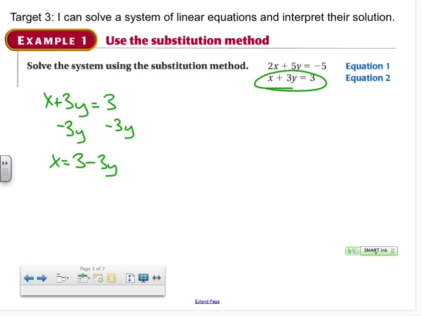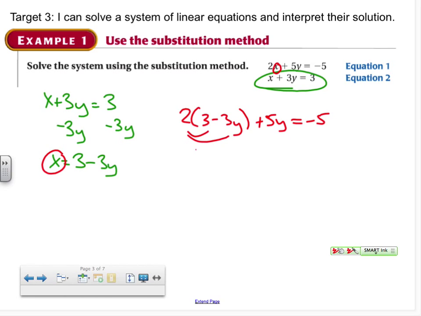Now that I have done that, I want to take this value of x right here and put it into the other equation in place of that x. All I've done is I took x out and put in another expression for x. By doing that, taking 2x, rewriting it as 2 times (3 minus 3y), plus 5y, equals negative 5, I have rewritten that first equation in one variable instead of two. So now I can just solve that equation for one variable.